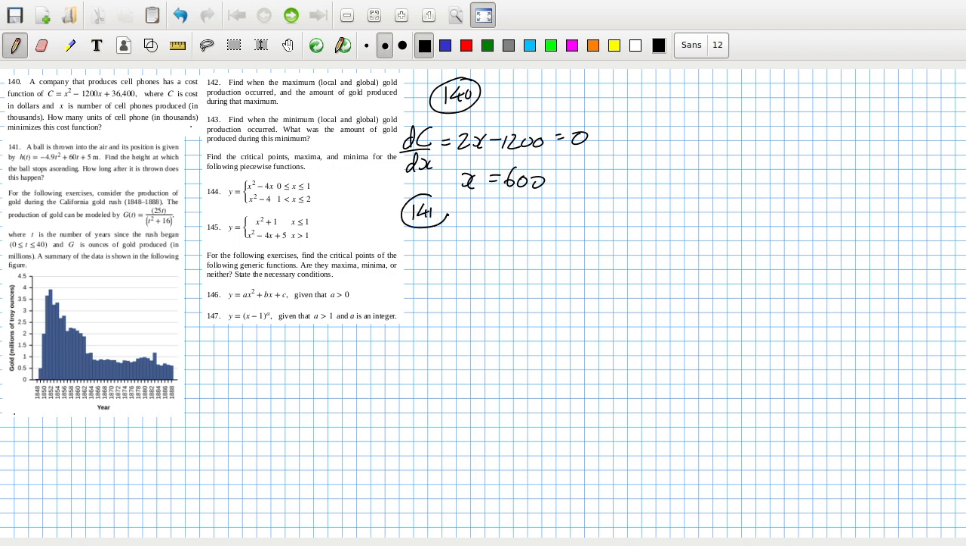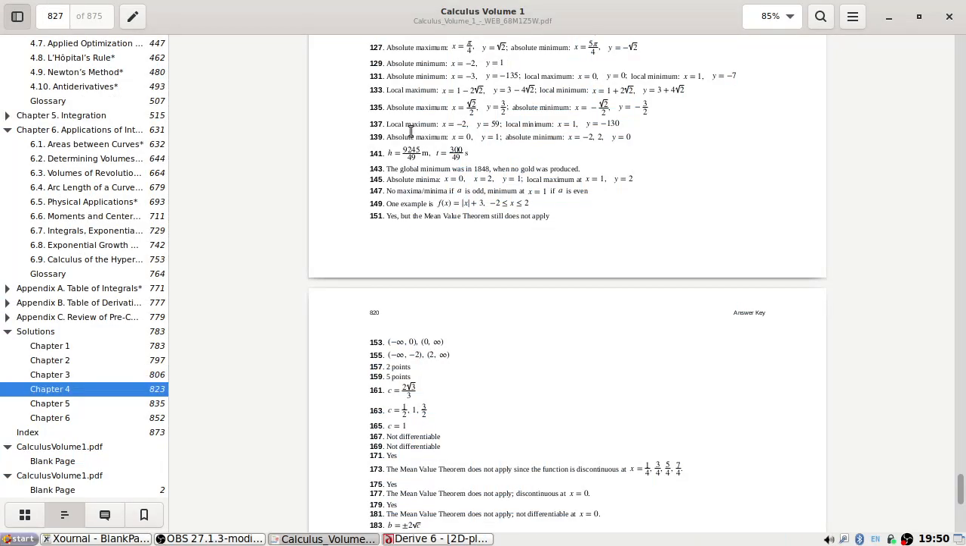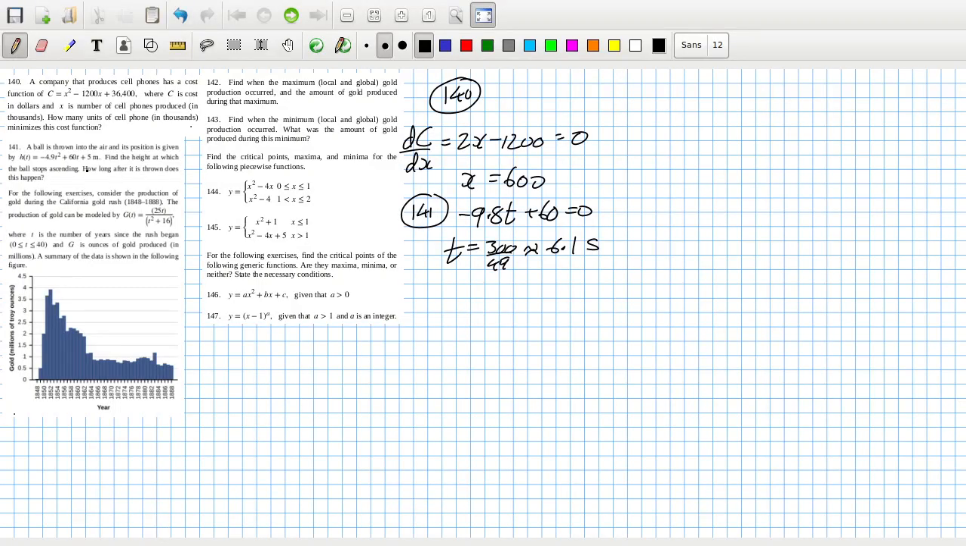141. So the maximum height is what we want now. So that's minus 9.8t plus 60 equals 0. So that is 60 divided by 9.8, which is 300 over 49, roughly 6.1 seconds. Let's check the answer for that one. Yeah, that's right. And I guess we want the height as well.